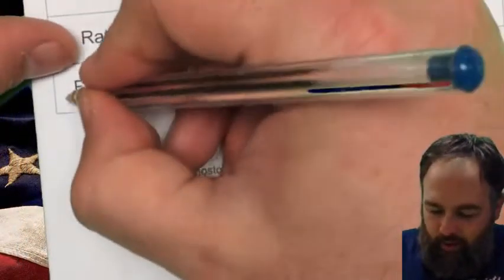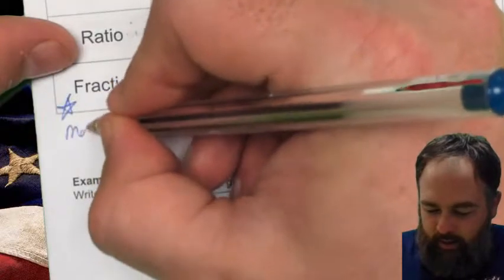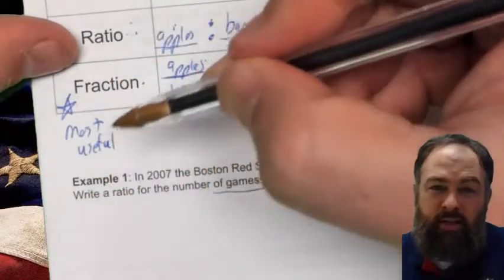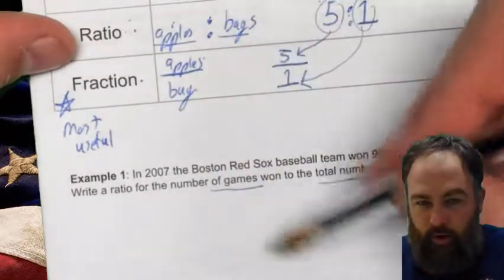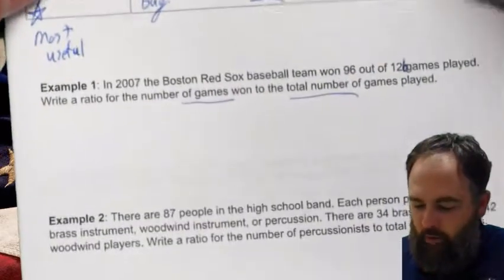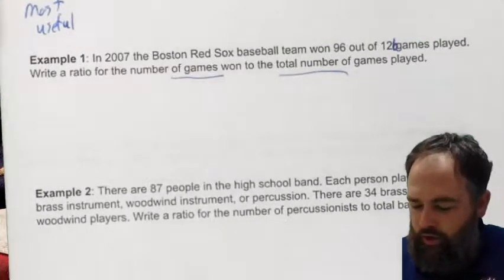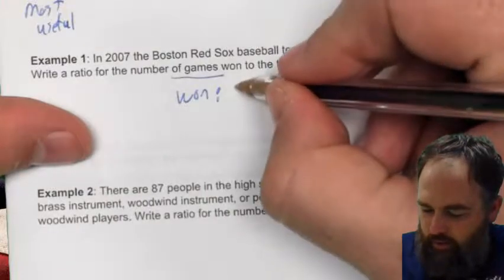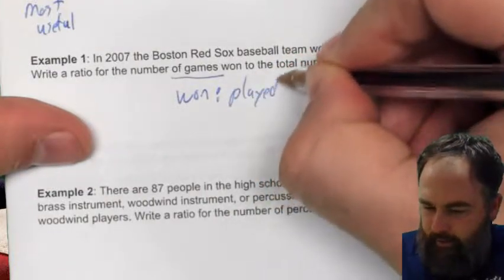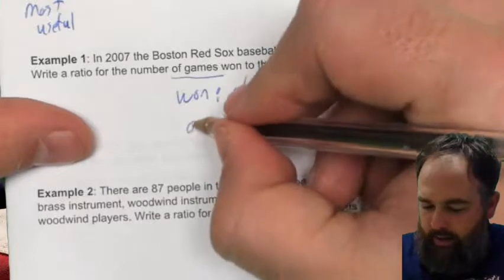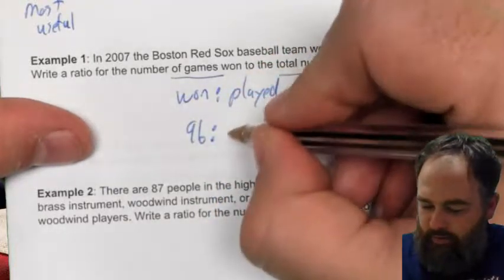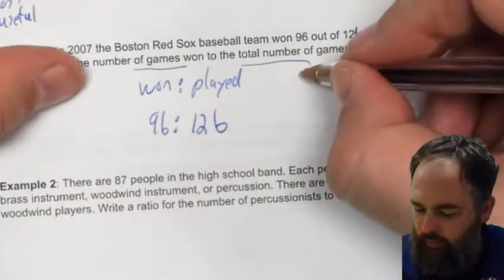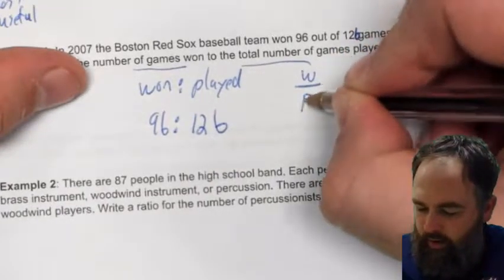In all reality, though, this one, the fraction, is the most useful mathematically, and so that's what I want you to get used to seeing. But for the purpose of example here, I'm going to write it in both formats. So, writing it in ratio form is going to be the games won to the total games played. Well, my games won is 96, to games played is 126. If I was doing it as a fraction, it would be games won divided by games played.